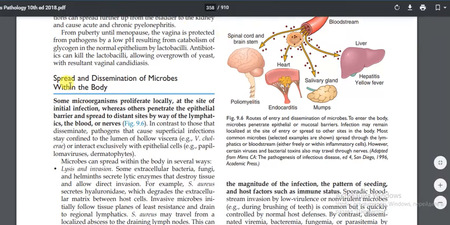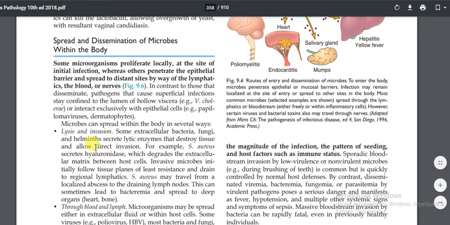Okay. Spread and dissemination of microbes within the body. Some microorganisms proliferate locally at the site of initial infection, whereas others penetrate the epithelial barrier and spread to distant sites by way of the lymphatics, the blood, or nerves, as we discussed a little before. In contrast, pathogens that cause superficial infections stay confined to the lumen of hollow viscera.